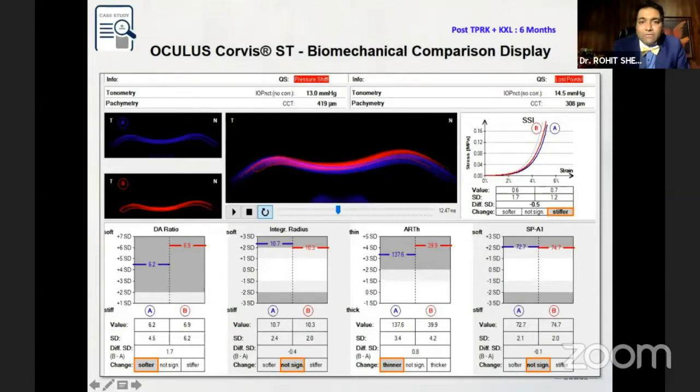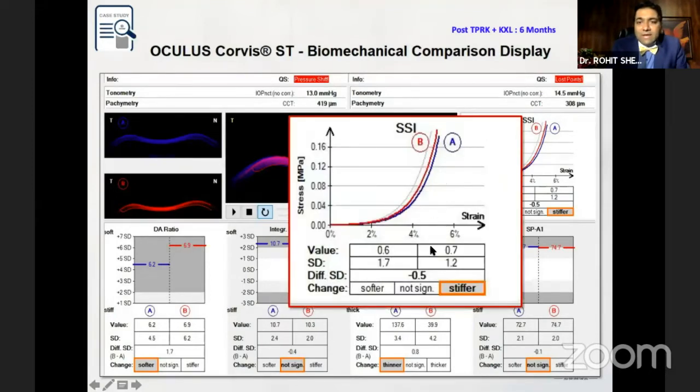which is built in the software. And also you get this picture, the red and blue are the pre and post ops, where red is weaker and blue is stronger. So you know the difference maps of these scans. And you can see that it's becoming stiffer, that is between A and B.